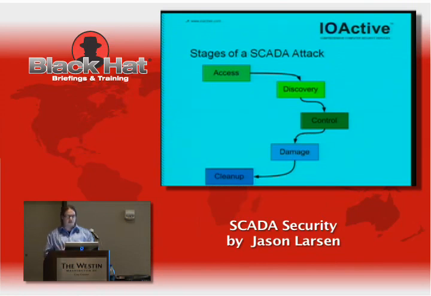SCADA attacks generally follow a five-stage hit. The first one is access to the SCADA LAN. This is something that as computer security people, we all know and love. You've got to hack through whatever GUI you've got to finally get onto the process control LAN and get a foothold there. And this is actually really not too bad. In most cases, pen testers have been able to, with enough effort, hack onto the SCADA LAN.